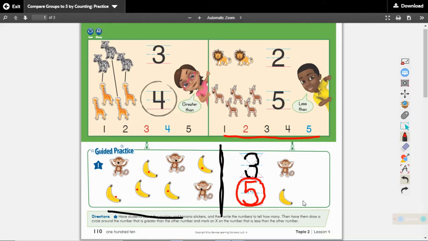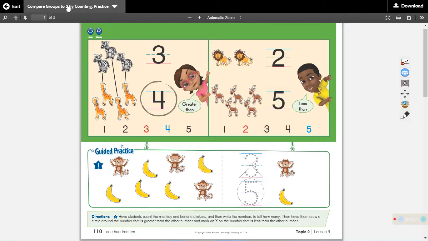Now we need to find out which one is less than. Look at the number 3. Does the number 3 come before 5 or after 5? It comes before 5, doesn't it? So 3 is less than 5. We are going to put an X on it. Go ahead and make sure you have that finished on your paper, and I'm going to erase it so we can go on to the next page.